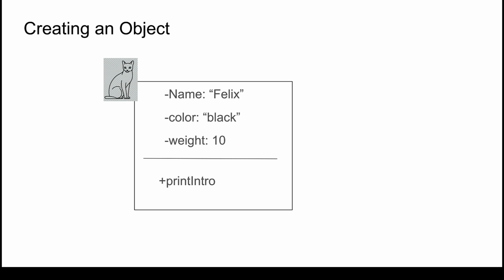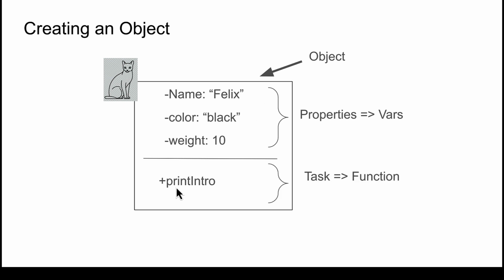Now, if we create an object, we're going to have a couple of elements associated with this. So we have the example of a cat. We're going to have a name, color, and weight, and then we have a function that we would have here. So this all would be considered an object. These components here are going to be your property variables of the object, and then we're able to create additional types of tasks, which are functions that we would write.